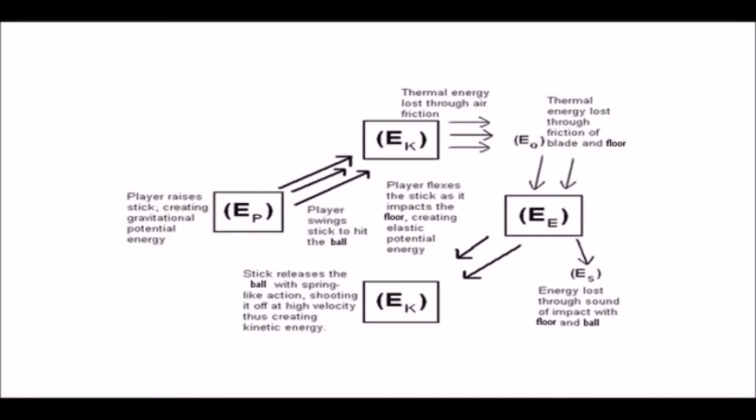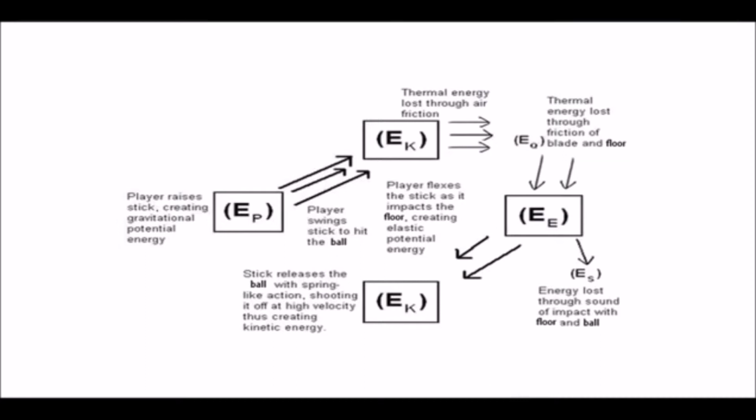To go more into depth, the player raises his stick, creating gravitational potential energy. By the player swinging his stick to hit the ball, he creates kinetic energy. A little bit of thermal energy is lost because of air friction, but a lot of thermal energy is lost through the friction of the blade and the floor.